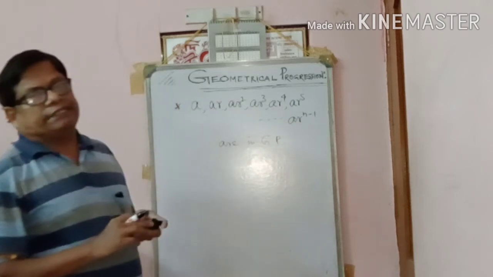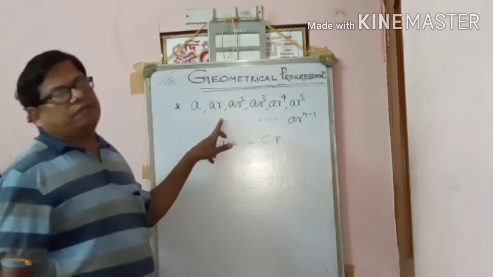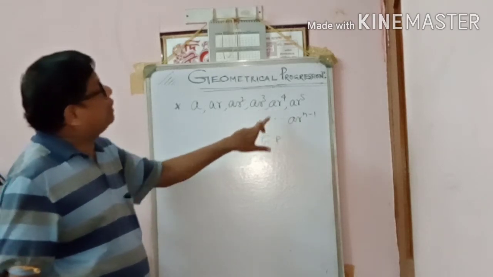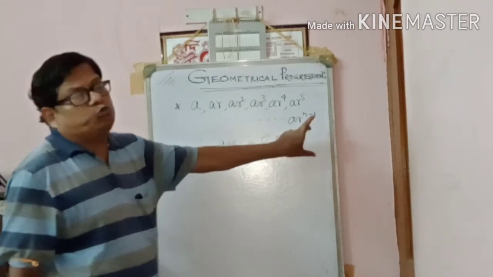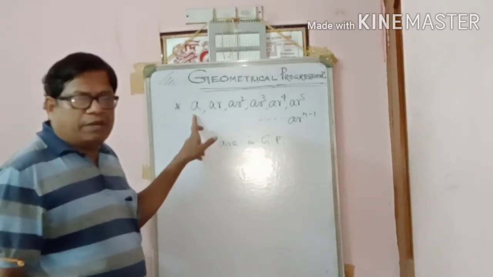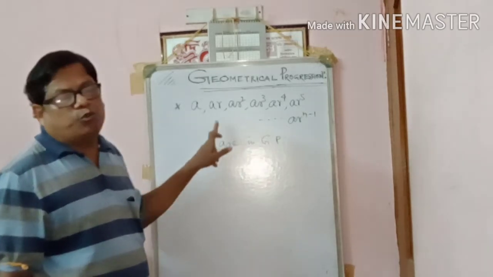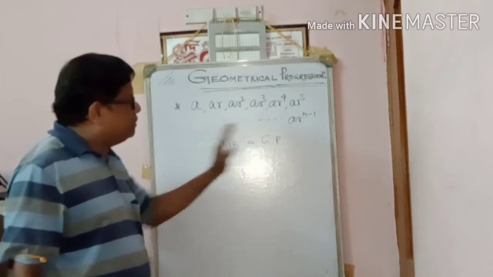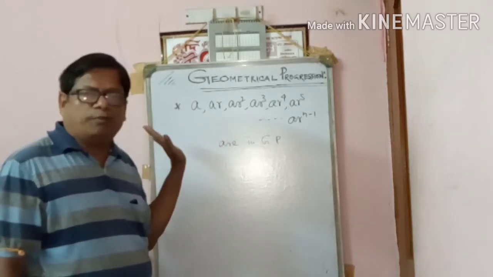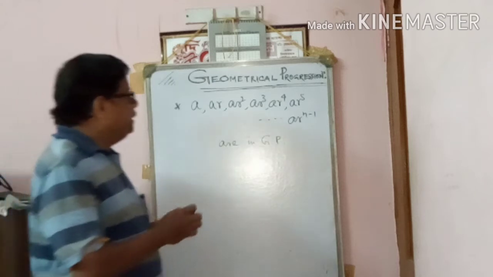The terms A, AR, AR square, AR cube, AR to the 4, up to AR to the power n minus 1, where A is the first term, R is the common ratio, and the last term is AR to the power n minus 1. Okay. No problem?